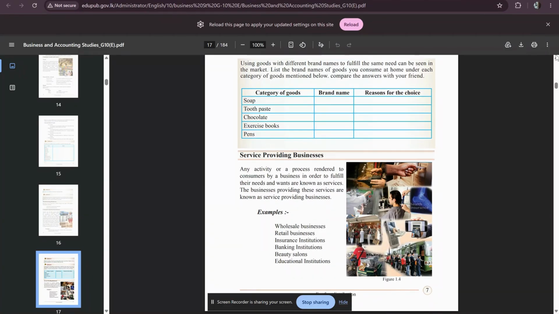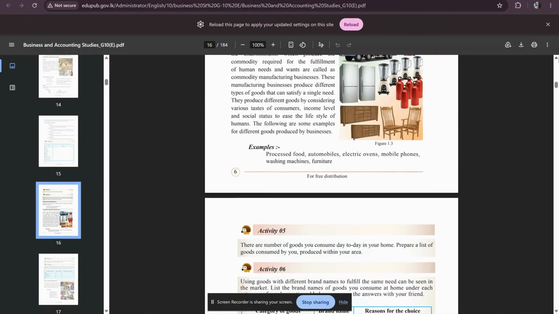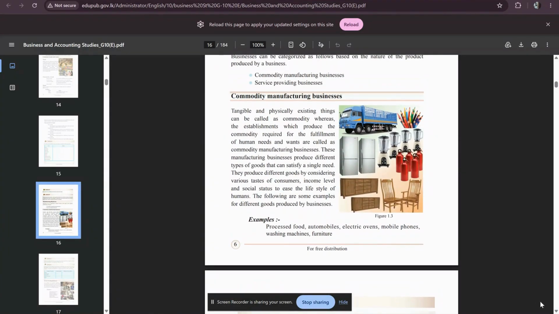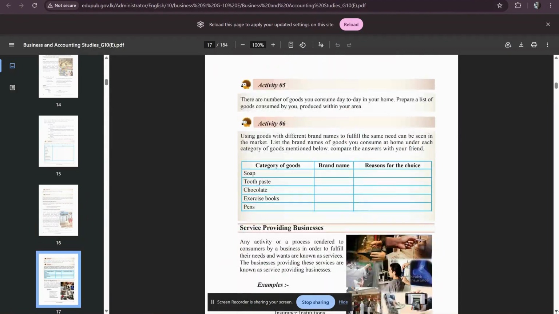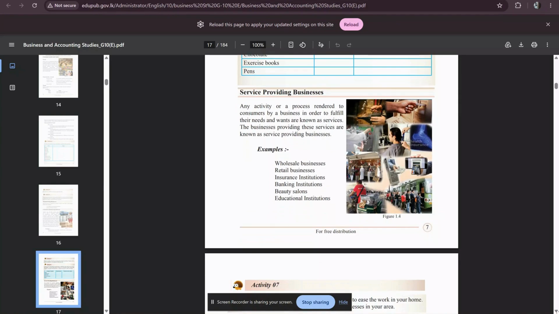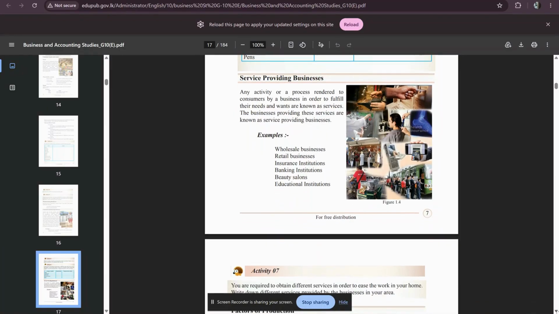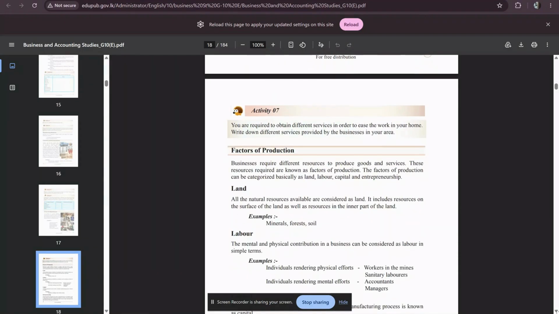We were looking at commodities, and now we are looking at service providing businesses. Any activity or process rendered to consumers by business in order to fulfill their needs and wants are known as services. The business providing these services are known as service providing businesses. Wholesale businesses, retail businesses, insurance institutions, banking institutions, beauty salons, educational institutions are some examples of service providing businesses.